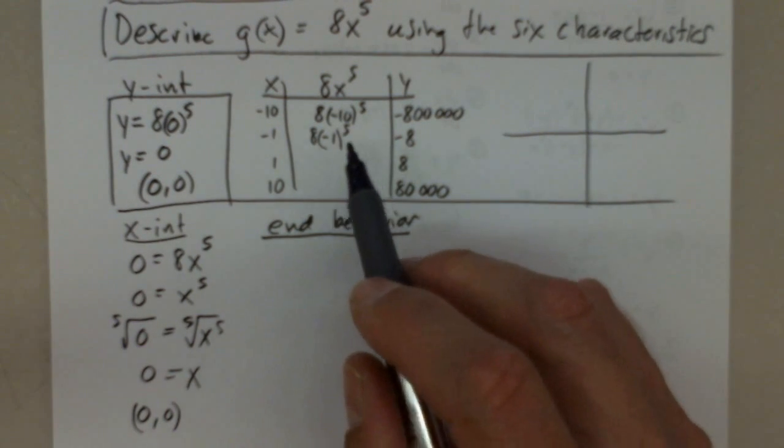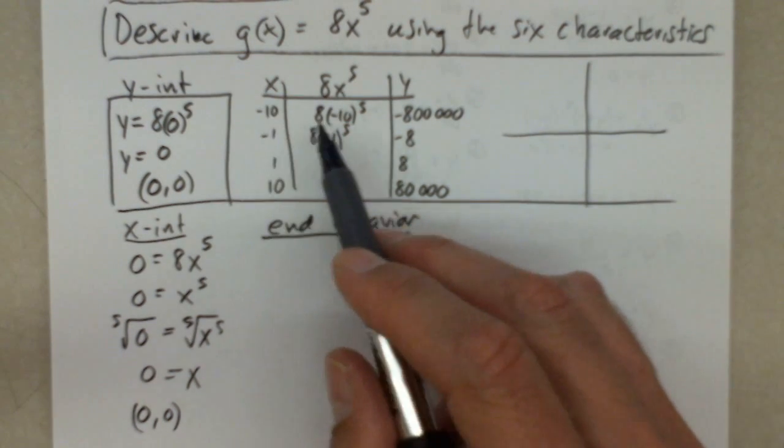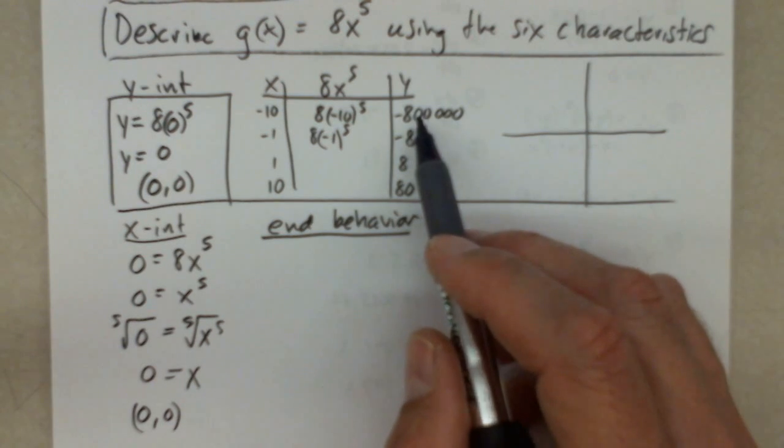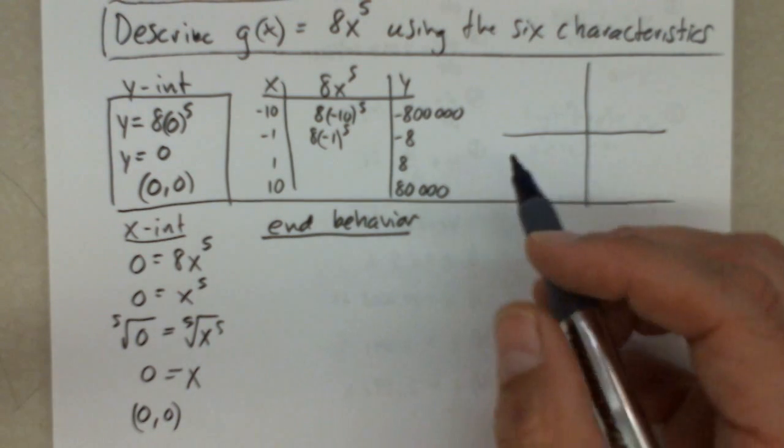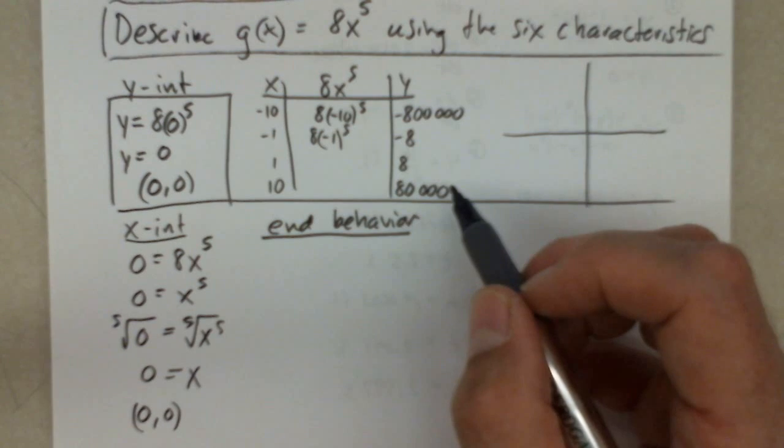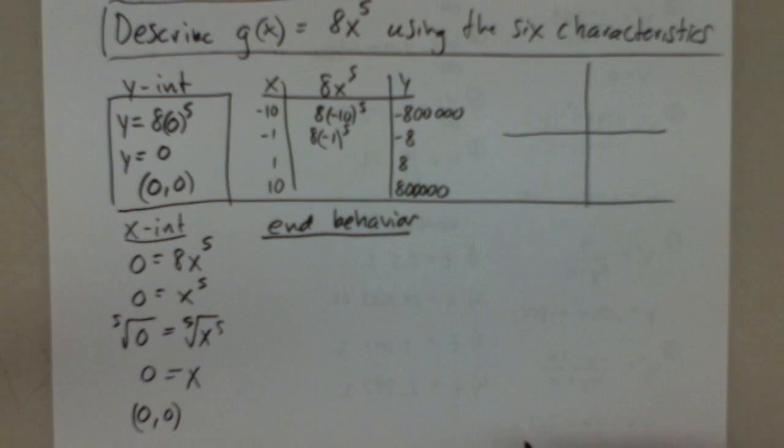So then we can talk about end behavior. As we go out to the left, it's going to go to negative infinity, and out to the right it goes to positive infinity. Another 0 there.